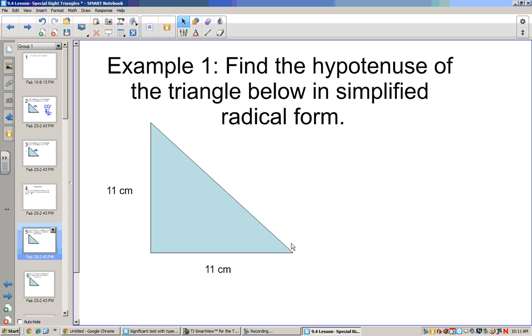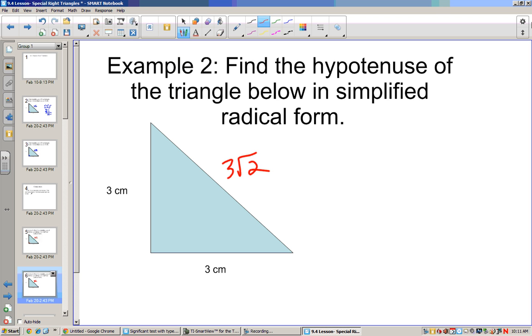Now, in example 1 here, we'll do the same thing. 11 and 11, our hypotenuse would be 11 times the square root of 2. If this is 3 and 3, our hypotenuse would be 3 times the square root of 2. Hopefully this is making some sense and people are seeing the pattern. If you want to use the Pythagorean theorem, you can. It's just a little bit more work. This is a shortcut.